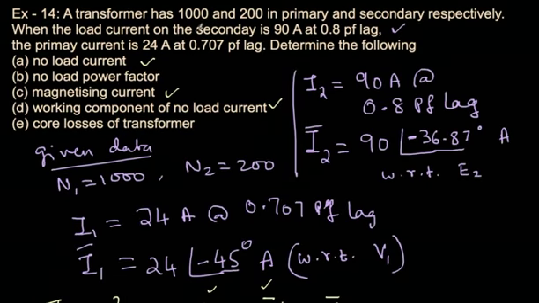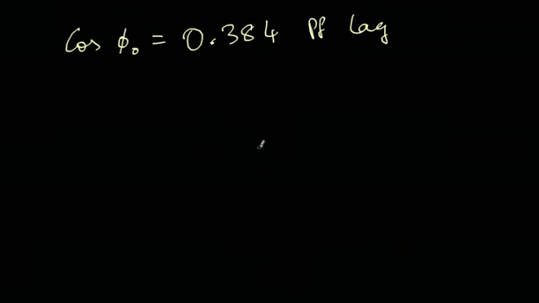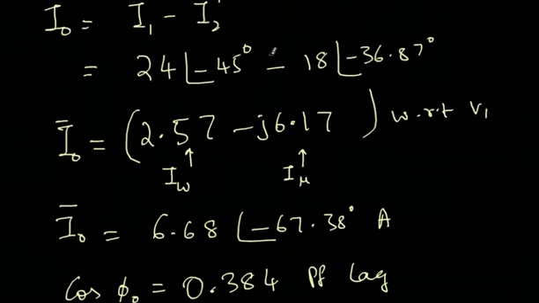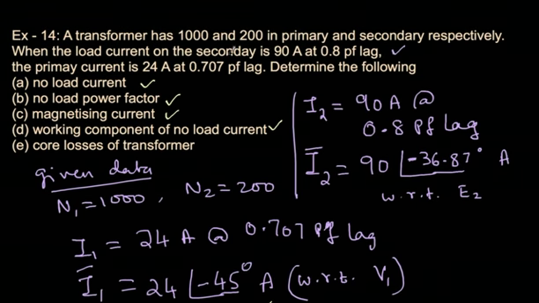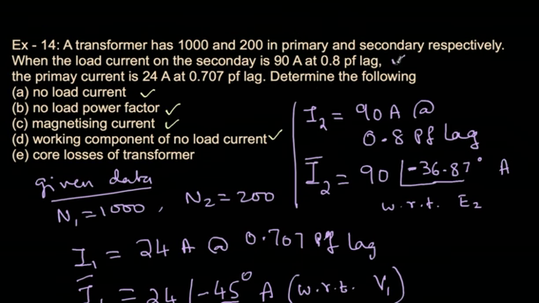So we have done this also. And finally, the last thing, core losses of the transformer. So let's calculate the core losses. So P naught is nothing but V1 I naught cos of phi naught. So therefore, V1 voltage, where is the V1 voltage? Oh, the V1 voltage is not given. So because of that, we cannot determine the core losses.